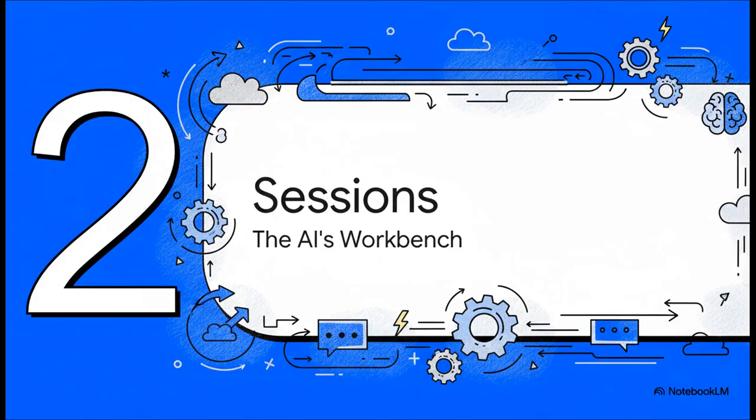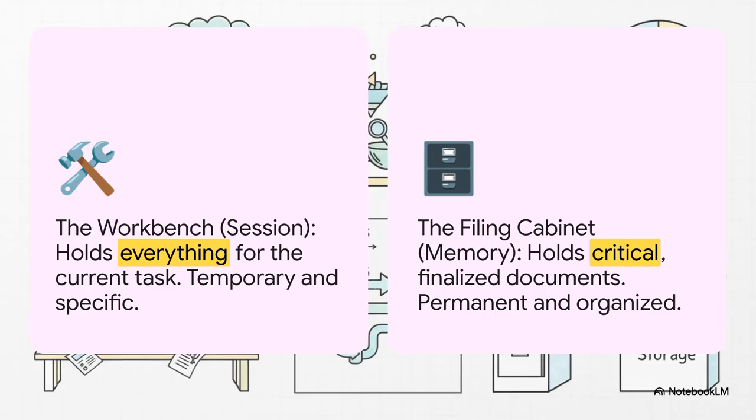Okay, so to make all this work, we really need to understand two key ideas. Let's start with the first one, sessions. A session is basically the AI's workbench. It's the temporary space that holds everything for the single continuous conversation you're having right now. To really get the difference here, think about it like this. A session is your workbench when you're in the middle of a project. It's going to be messy, right? It's covered in notes, tools, sketches, everything you need for the task at hand.